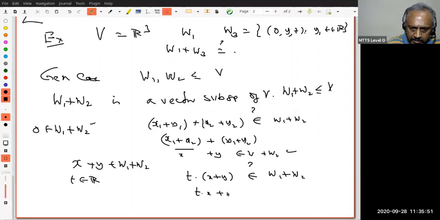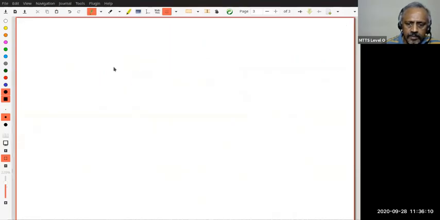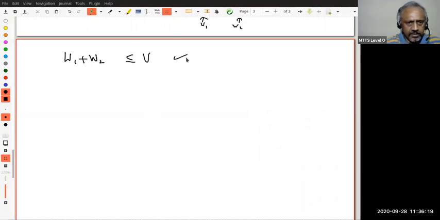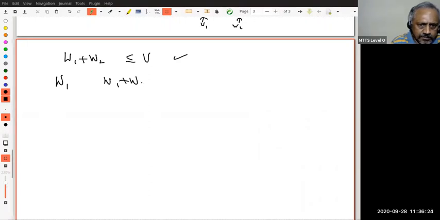This is t dot x plus t dot y, and x belongs to W1. W1 is a vector subspace. Therefore, this belongs to W1, and this belongs to W2. Therefore, this belongs to W1 plus W2. So we have shown that it's a vector subspace. Therefore W1 plus W2 is a vector subspace of V. Okay, this is done. Now, what is the relation between W1 and W1 plus W2?